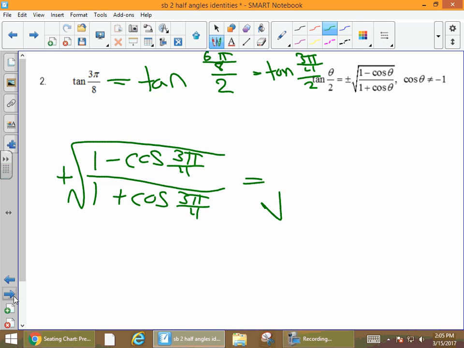Does anyone know what that's going to be? Just 1? It's going to be square root of 2 over 2. No. Negative square root of 2 over 2, because it's in the second quadrant, so cosine's negative in the second quadrant. So negative radical 2 over 2 is our cosine of 3 pi over 4.